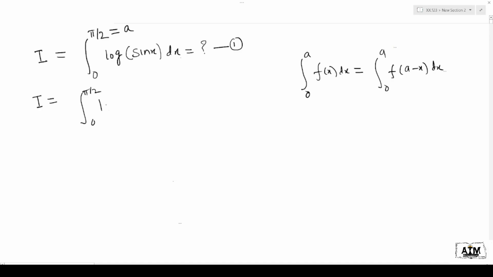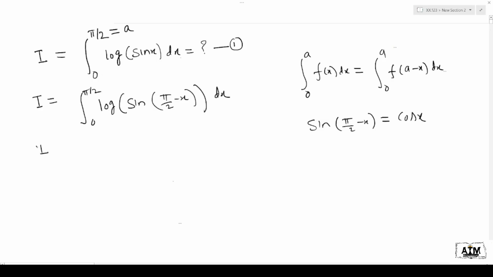Now applying the property, in place of x we have to write a minus x. So log of sin, and in place of x, a minus x, that is pi by 2 minus x, with respect to x. And we know that sin of pi by 2 minus x equals cos x. This is a formula from trigonometry. Therefore, I equals the integral from 0 to pi by 2 of log of sin of pi by 2 minus x, which is nothing but cos x. So it becomes log of cos x with respect to x, call it 2.